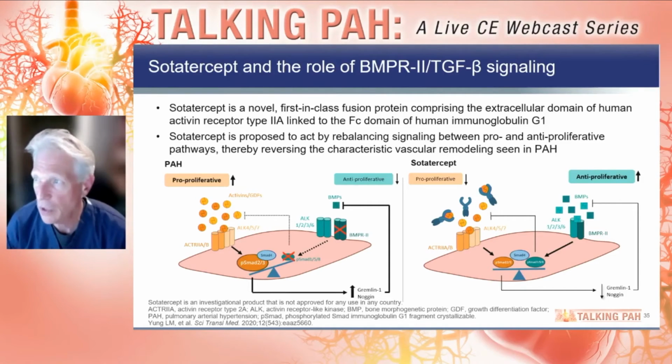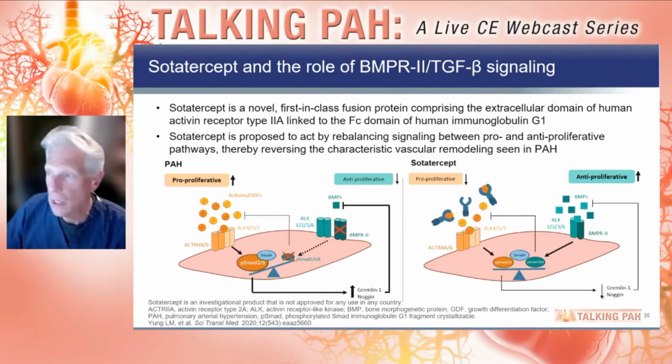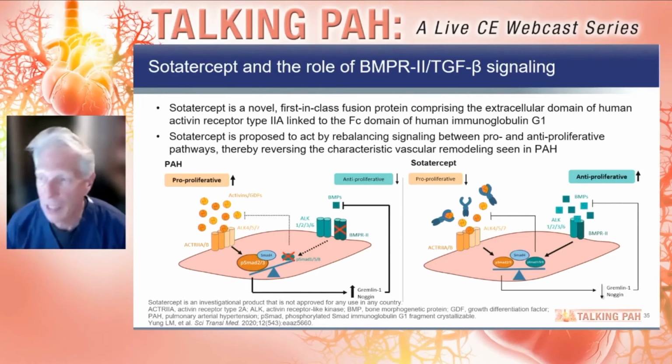So let me first start out with what is sotatercept. And I think fundamentally when we think about pulmonary hypertension, a lot of focus is on the bone morphogenetic pathway. And in the bone morphogenetic pathway, the fundamentals are the BMPR2 receptor that activates that pathway, and that pathway works through a series of proteins, the SMAD proteins, and specifically the 158 pathway.